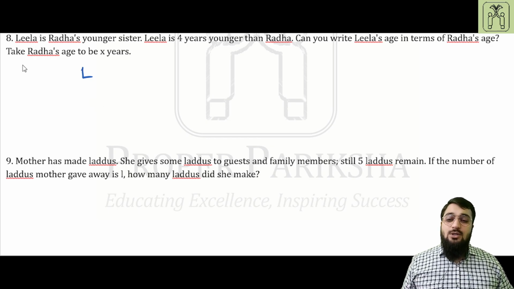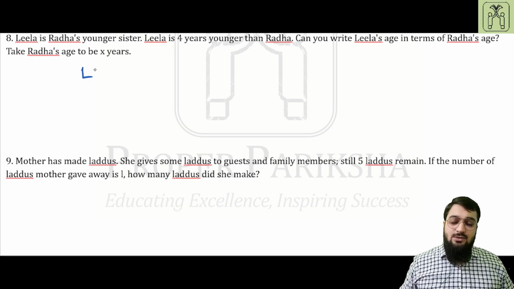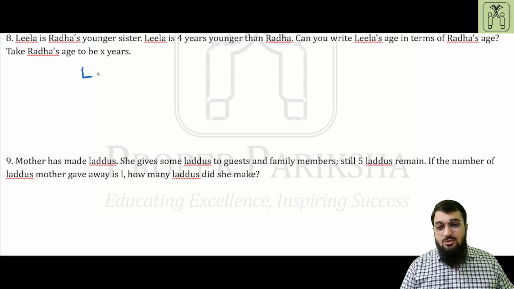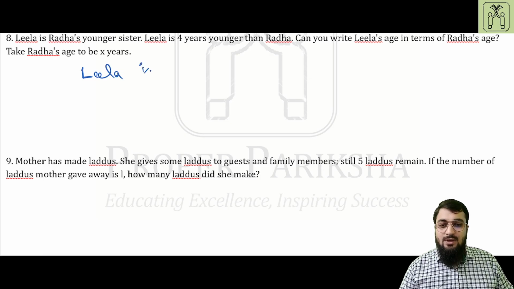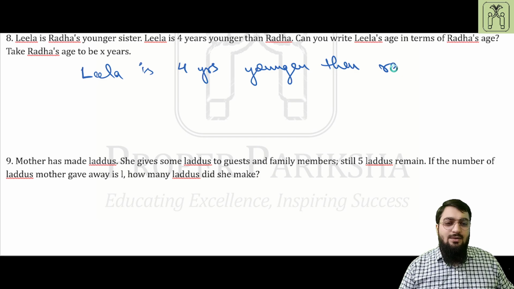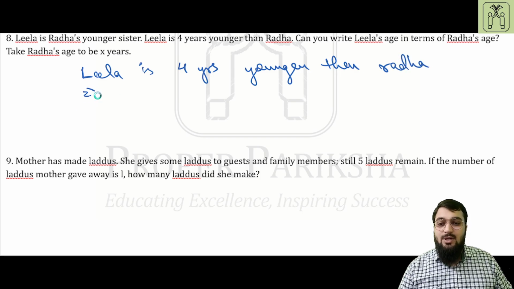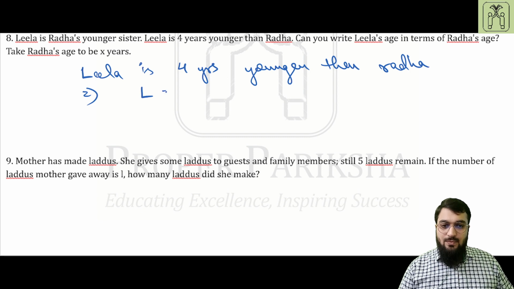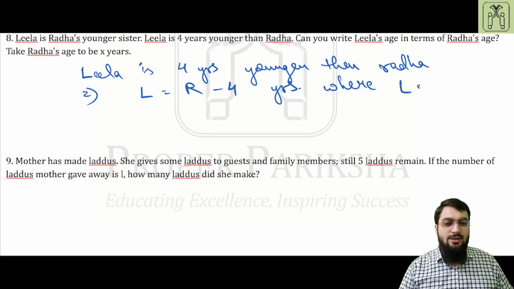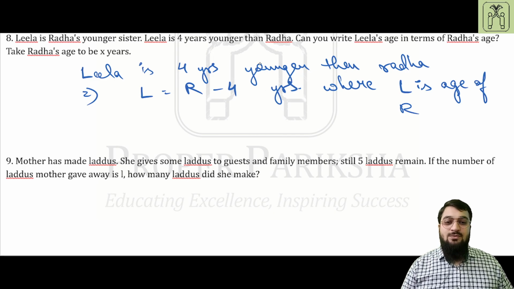So now continuing the question, Leela is Radha's younger sister. So Leela is 4 years younger than Radha. This implies that Leela is equal to Radha minus 4 years, where L is the age of Leela and R is the age of Radha. Because 4 years younger than Radha.